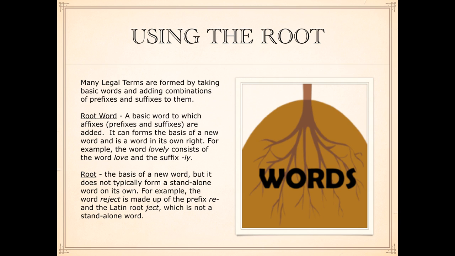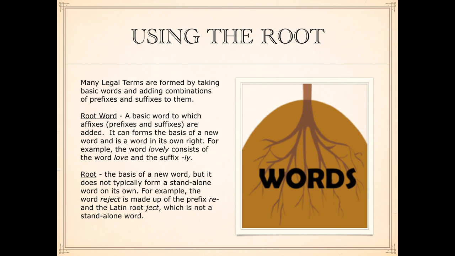First of all, many legal terms are formed by taking basic words and adding combinations of prefixes or suffixes to them. And there's two different ways that you can refer to these basic words. Number one is a root word. This is a word that can stand on its own, like the word love. But if you add a suffix to it, like ly, it becomes lovely. So love is the root word and ly is the suffix, and those two combined together make a new word.